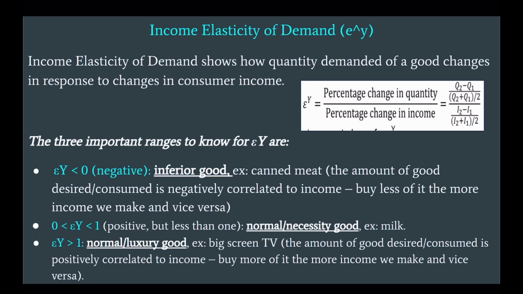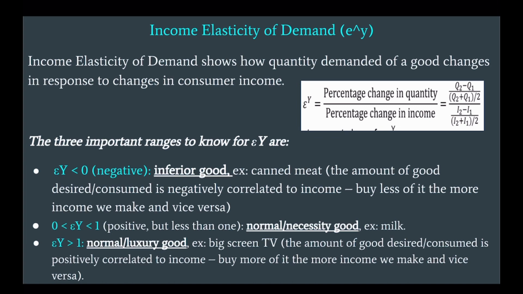The three important ranges to know for income elasticity are: if the income elasticity is less than 0, that is negative, then it is an inferior good. Example, canned meat. The amount of the good desired or consumed is negatively correlated to income. It means that we buy less of it the more income we make, and vice versa.